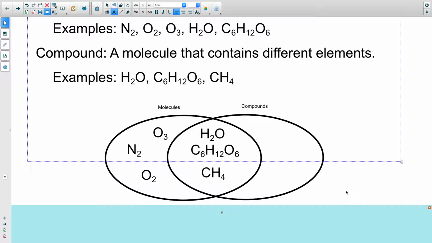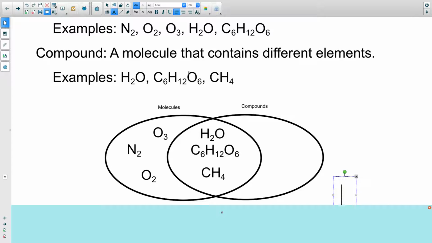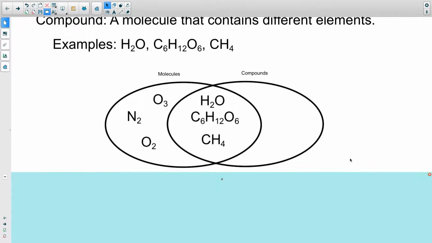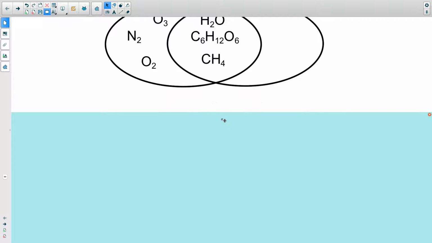So we have a Venn diagram to look at here. And we see that O2, N2, and O3 are just molecules over here. But these other three, H2O, water, glucose, and methane, these are both molecules and compounds, so they go in the middle there. There is nothing that's just a compound. Anything that is a compound is also going to be a molecule, so that's why this part of the Venn diagram is empty. Okay, so that's just a little bit of review.